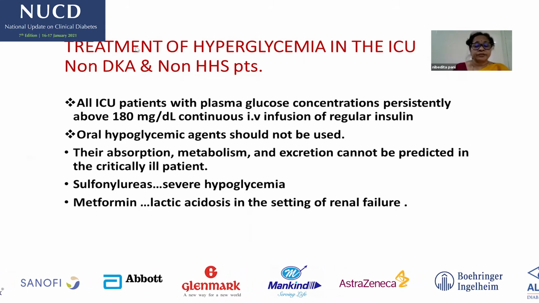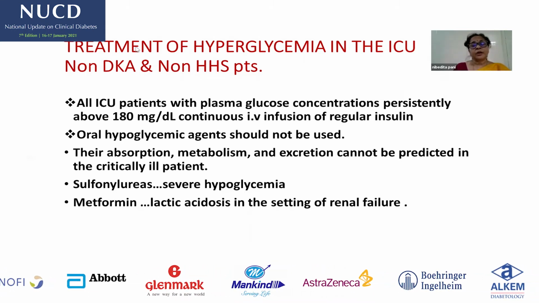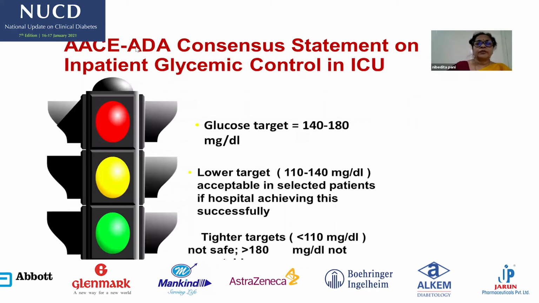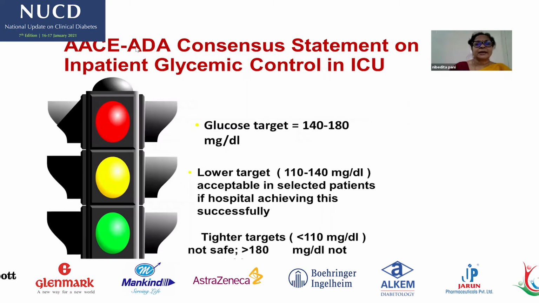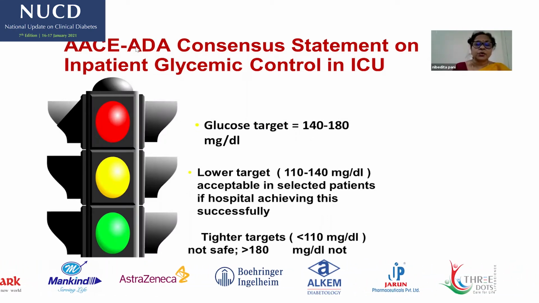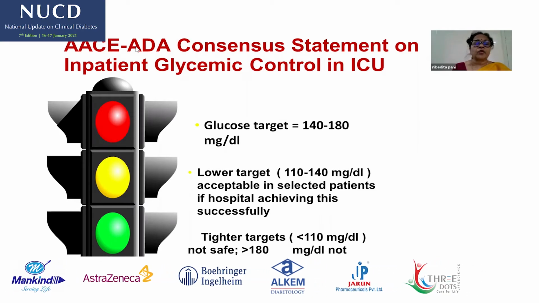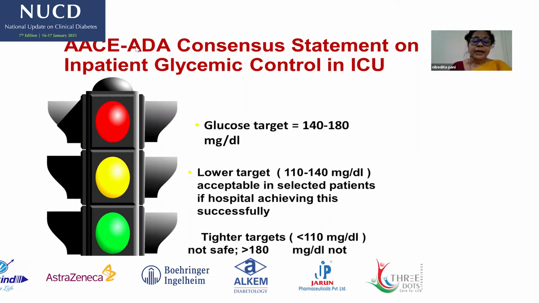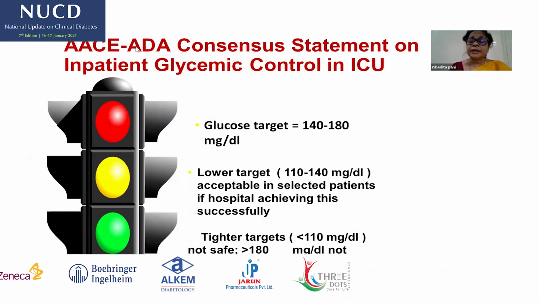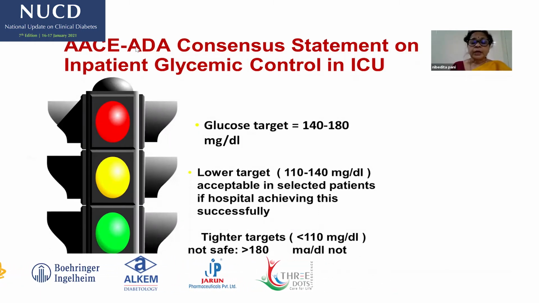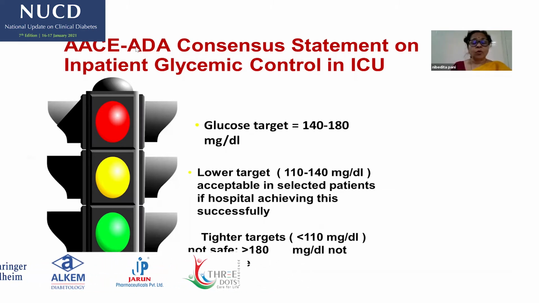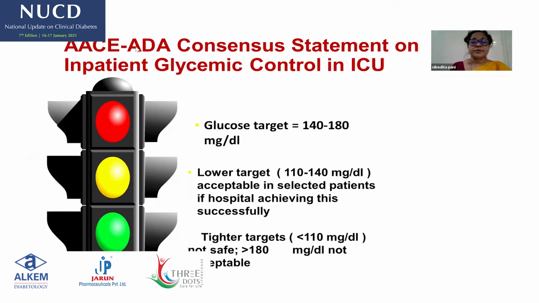Sulfonylurea, there will be severe hypoglycemia. Metformin, there will be lactic acidosis in the setting of renal failure. As you know, if you look at the AACE consensus statement on inpatient glycemic control in the ICU, the glucose target should be 140 to 180 milligram per dL. A lower target you can do if the hospital is achieving this successfully, that is 110 to 140. The tighter target, less than 110, is not safe, and more than 180 is not acceptable.